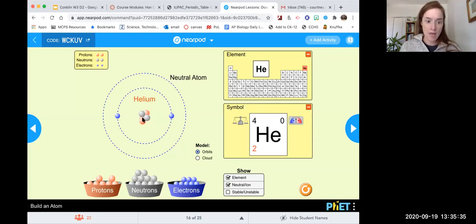Okay, what if you had 3 protons? Then it would be lithium, right? Atomic number 3. And 3 electrons. Still neutral, right? Because they're balancing each other out. What would the mass be? Well, this lithium has a mass of 5. Remember, the mass is just the protons plus the neutrons.